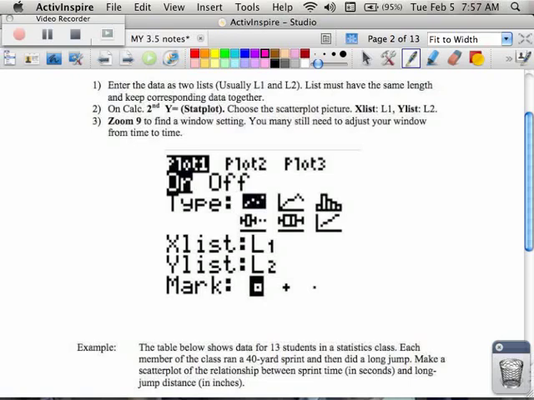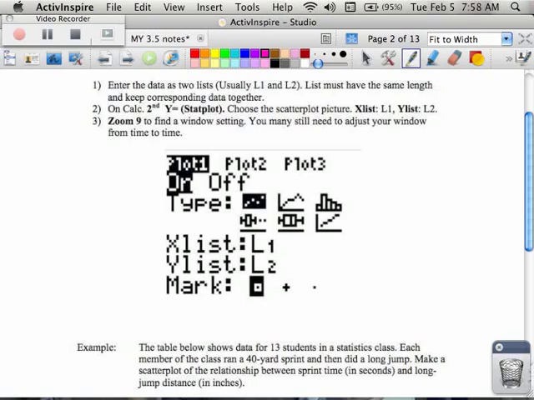Most of the time I actually use the plus sign. You can use the box as the plus or the dots. The dots are hard for me to see as you get older. Your eyes are a little bit weaker, I guess. And then the last thing is when you do zoom 9, what that's doing is it's fitting the window to your statistics in your two lists. So zoom 9 is the one that you always want to use.